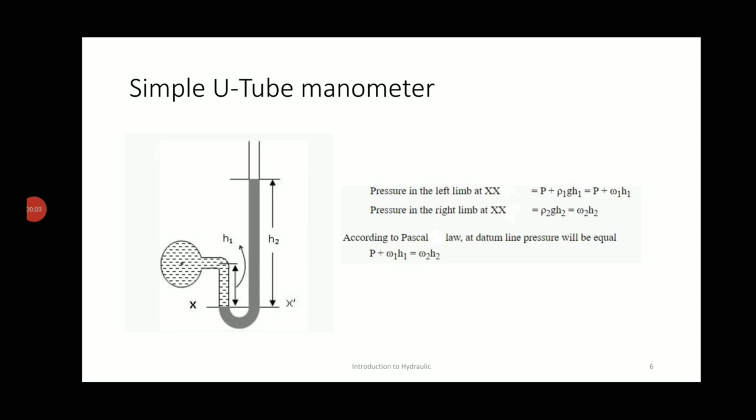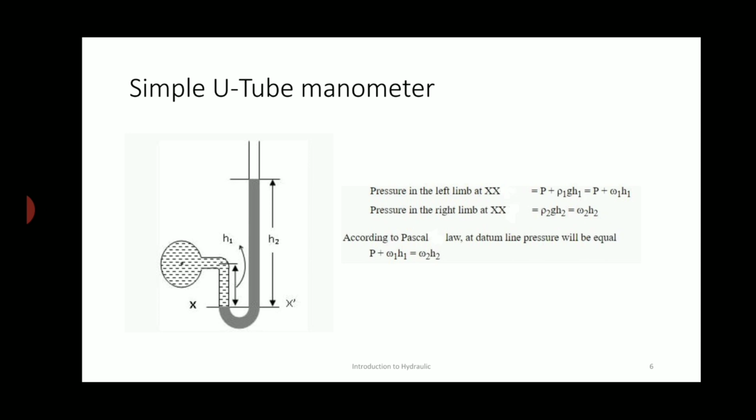Simple U-tube manometer. Figure shows the simple sketch of U-tube manometer. It consists of glass tube bent in U-shaped. One end is connected to a point where pressure has to be measured. Other end remains open to atmosphere. A tube generally contains mercury.